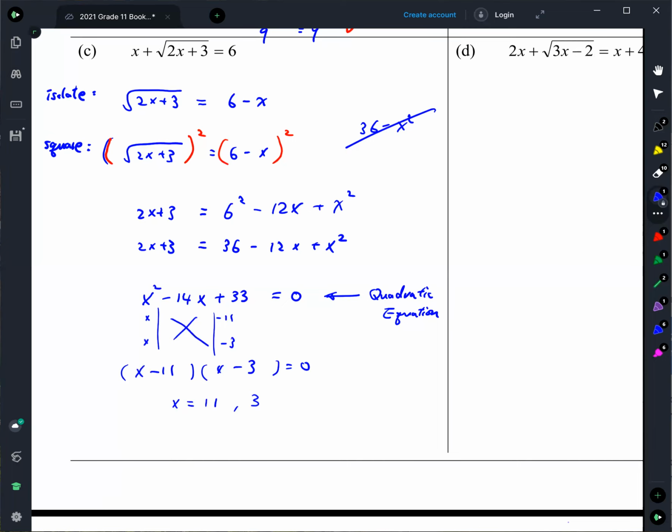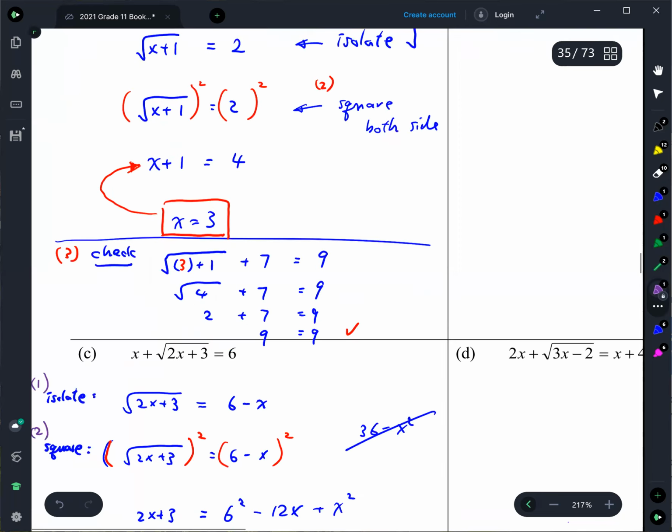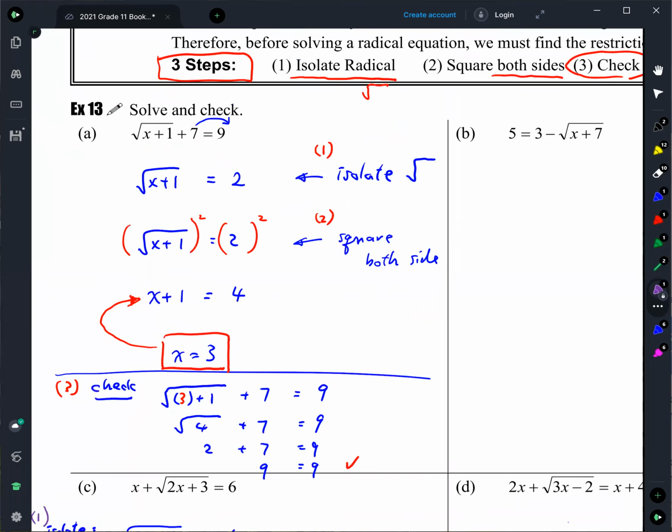Wilson, what's the last step we need to do? I don't remember. Well, look at the last question. What's the third step? First, isolate. Second, square both sides. What's number 3? I didn't get the last question down. Okay, can you copy the last question down?